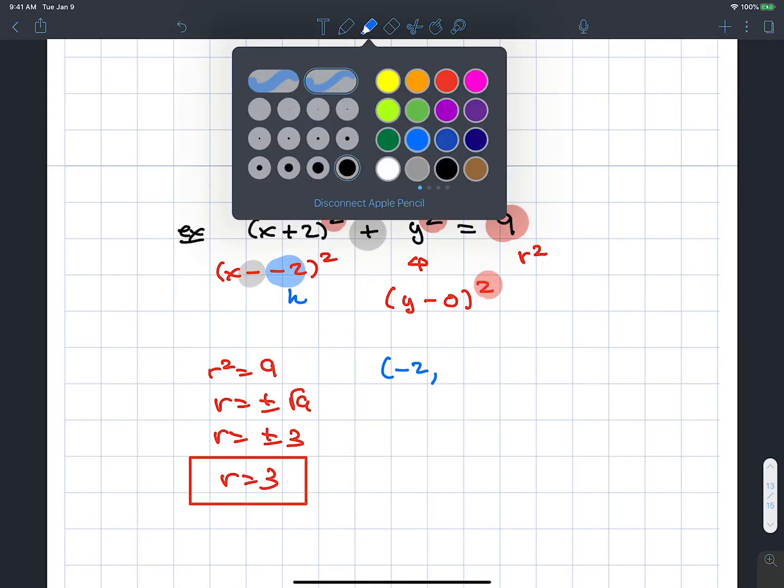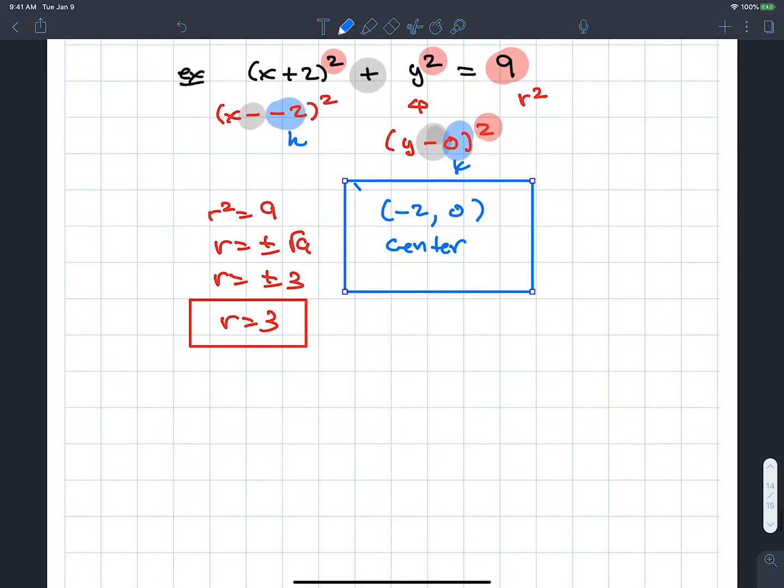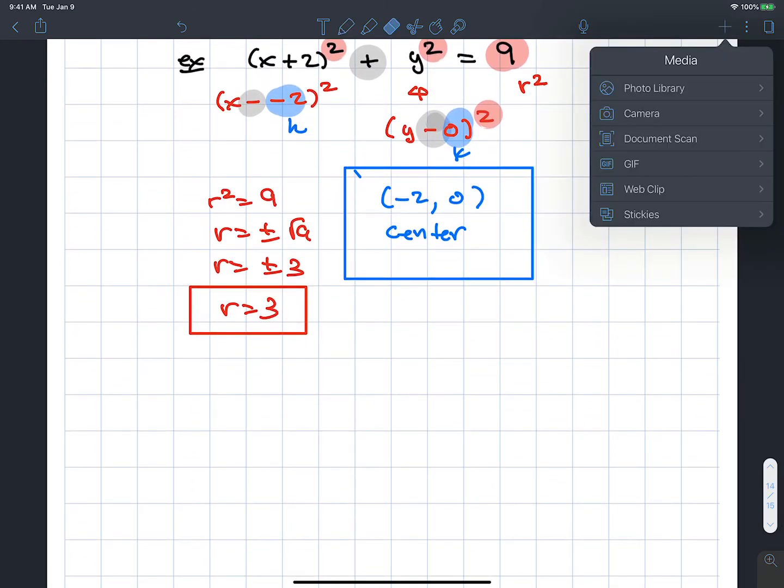Since I have minus here, what comes after the minus is 0. This is my k value. So it's -2, 0. This is the center. It's not the origin. So I have all the information I need so that I can begin to sketch this curve. We just have to bring in the graph.